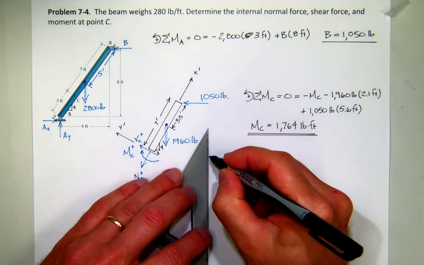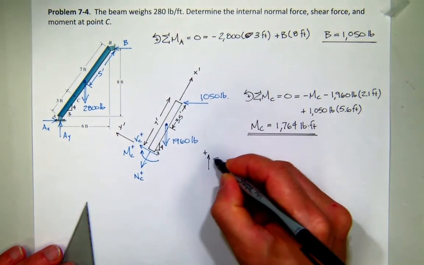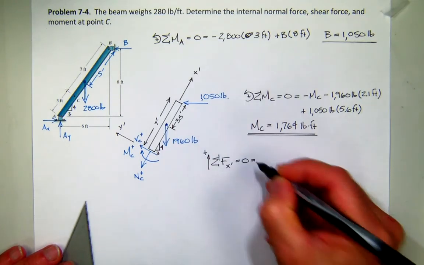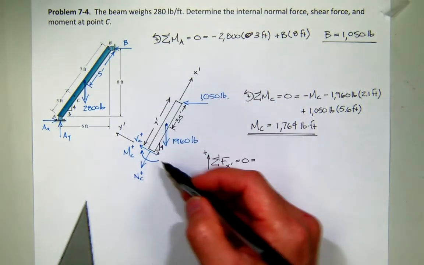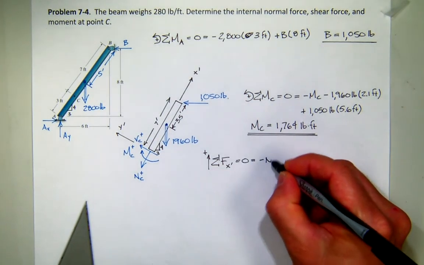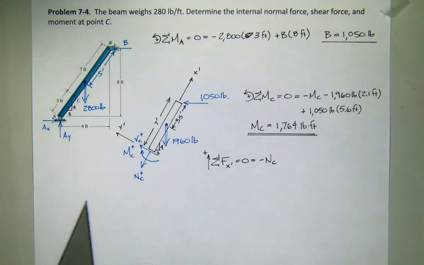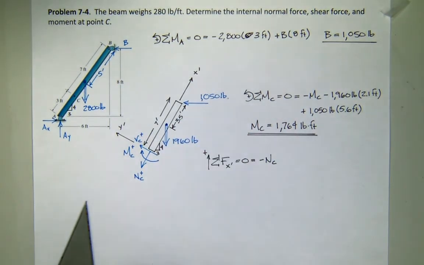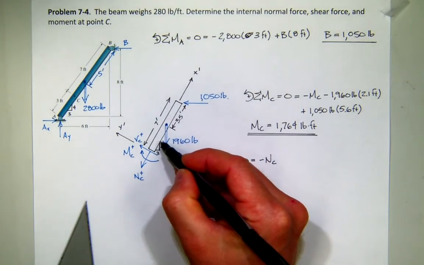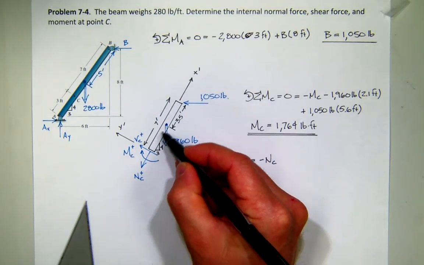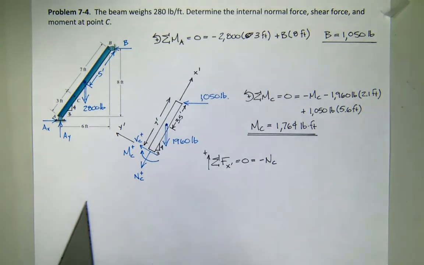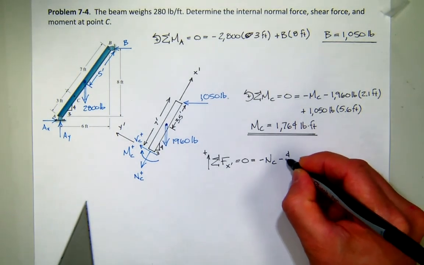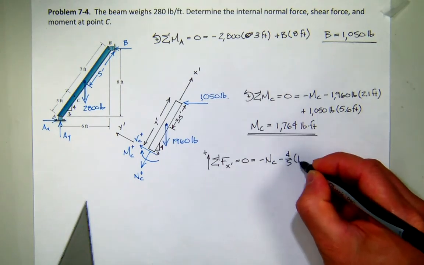So now if I sum forces in the x prime direction equal to 0, you'll notice that the only thing in the x prime direction is just my normal force. I don't have to worry about breaking it down, but I do have to break these guys down. So what's going to be the normal component here, this piece? What's going to be 4/5 of that, and it's going to act negative. So I'll have 4/5 of 1960.